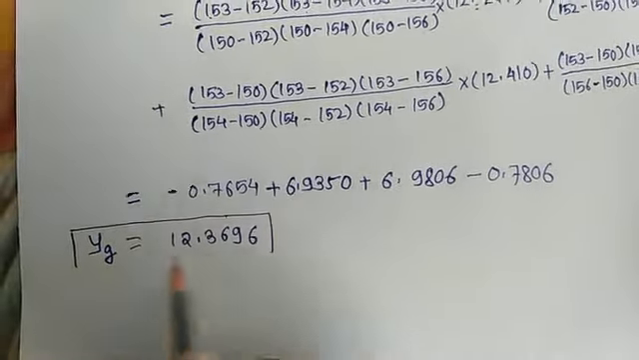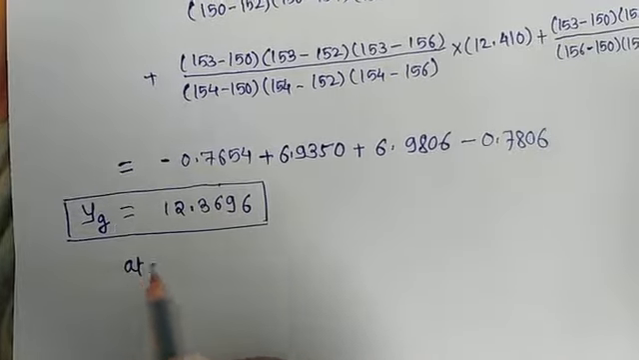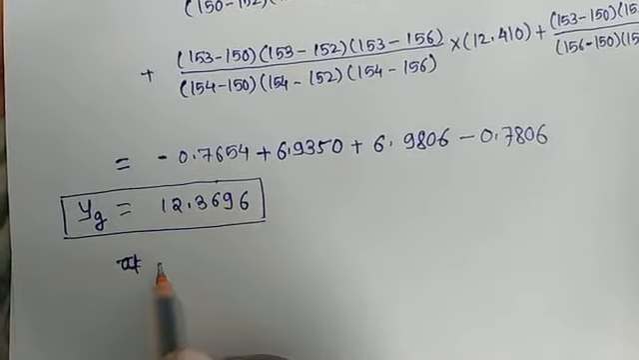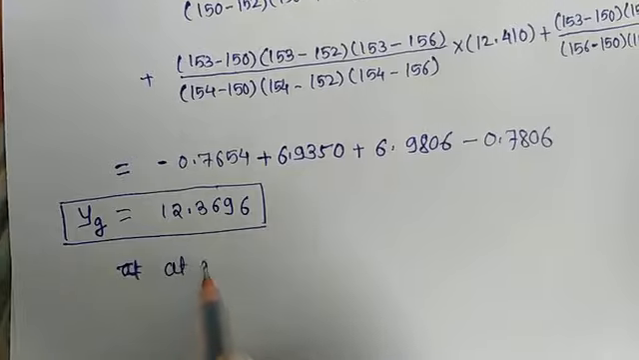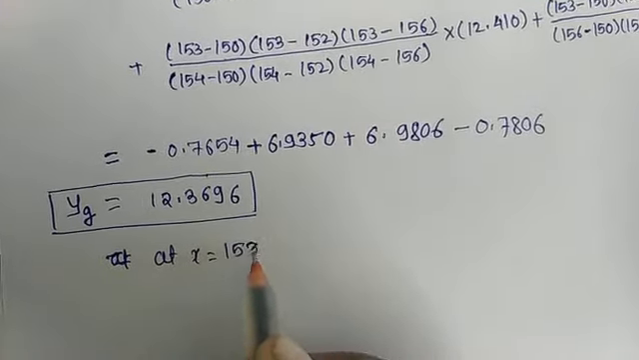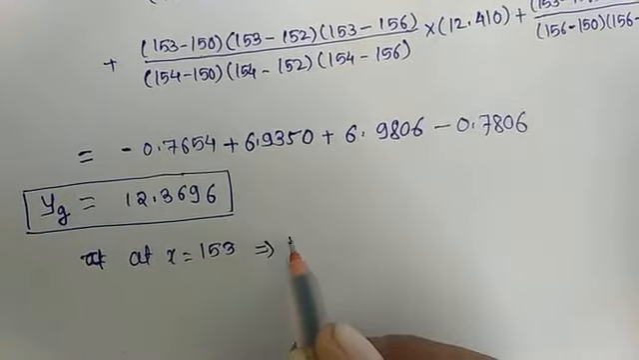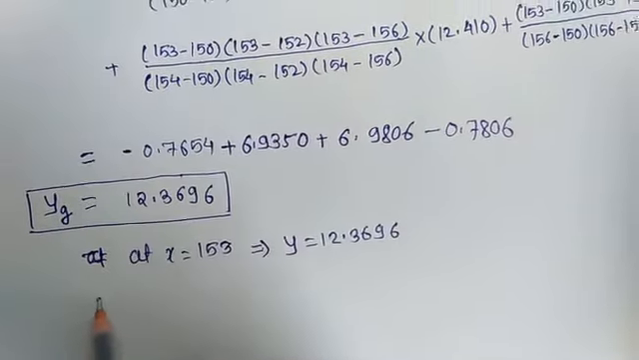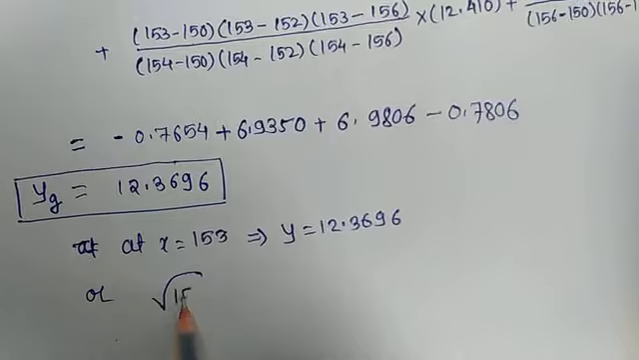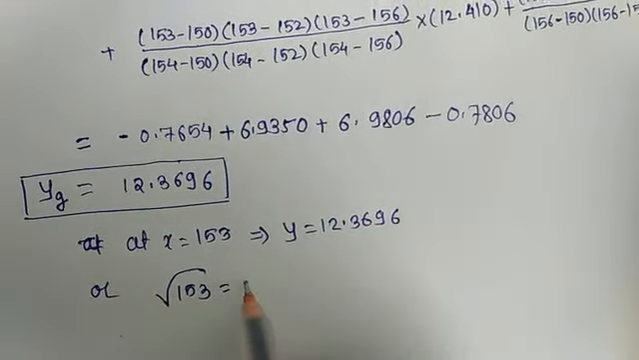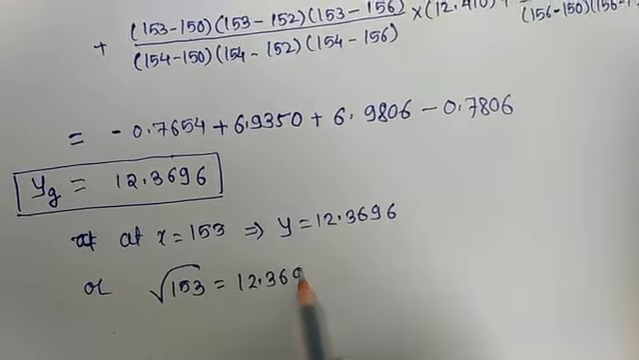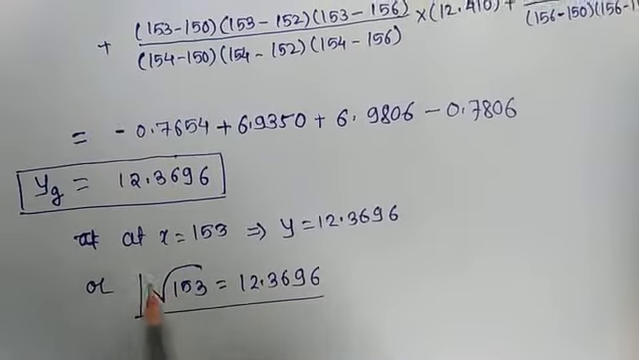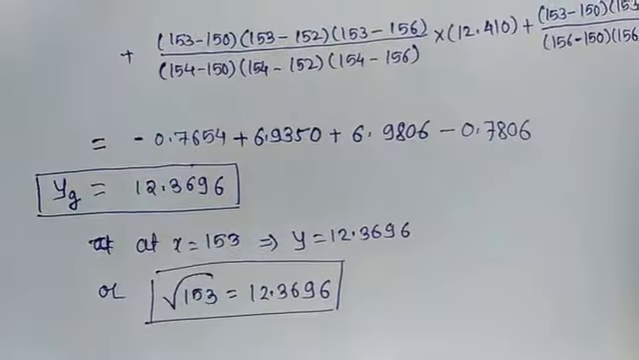That means we have found that at x equal to 153, y is equal to 12.3696, or you may write the square root of 153 is equal to 12.3696, which is our required answer.